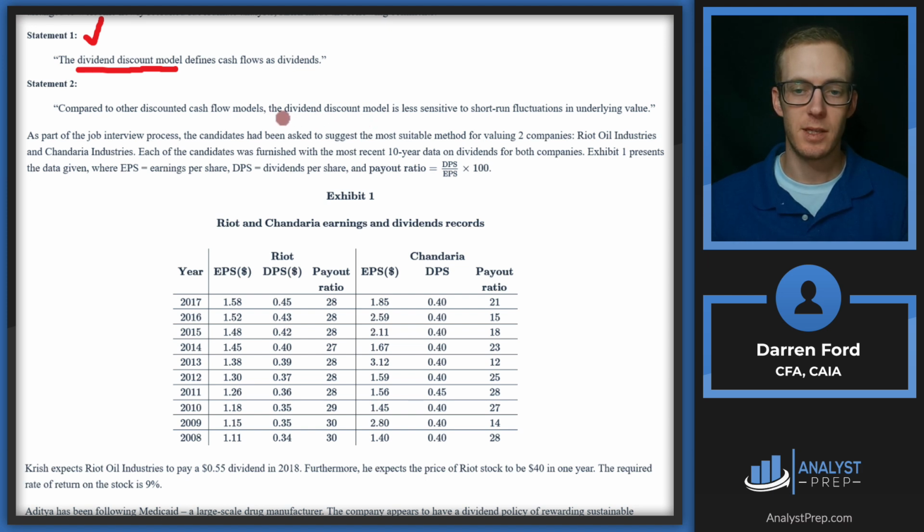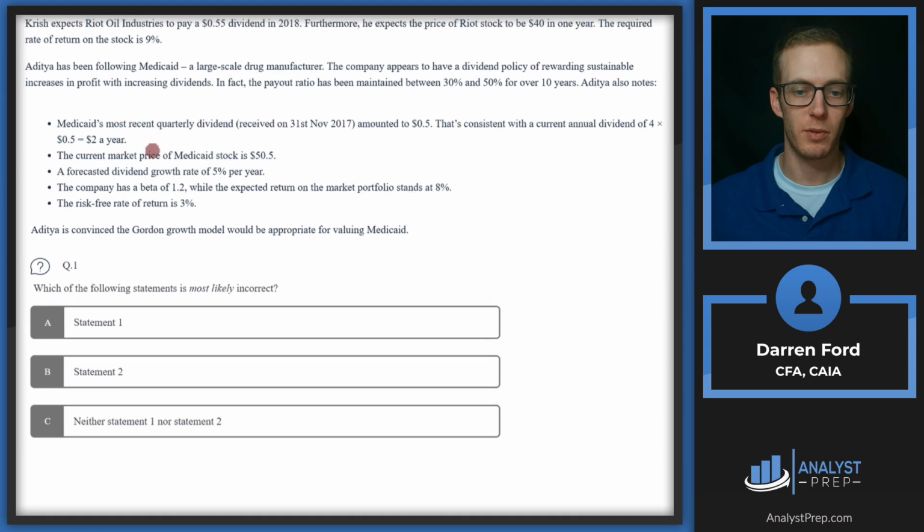So that's going to lead this dividend discount model, because we're going to have more stable cash flows and predictable cash flows that we'll be discounting back. It's going to be less sensitive than other valuation models. So we can conclude that statement 2 is also a correct statement. So let's scroll down. Statement 1 and 2 are both correct.